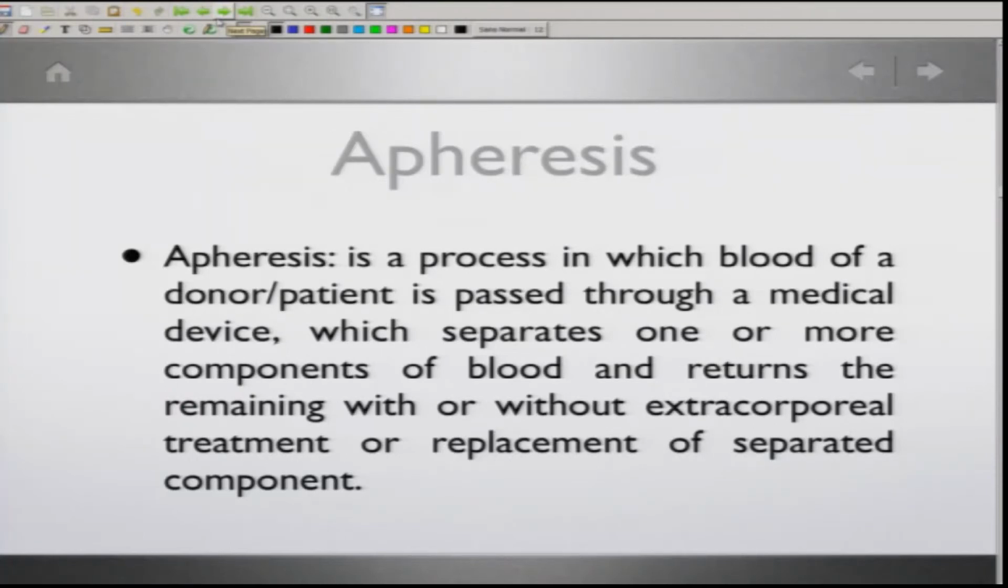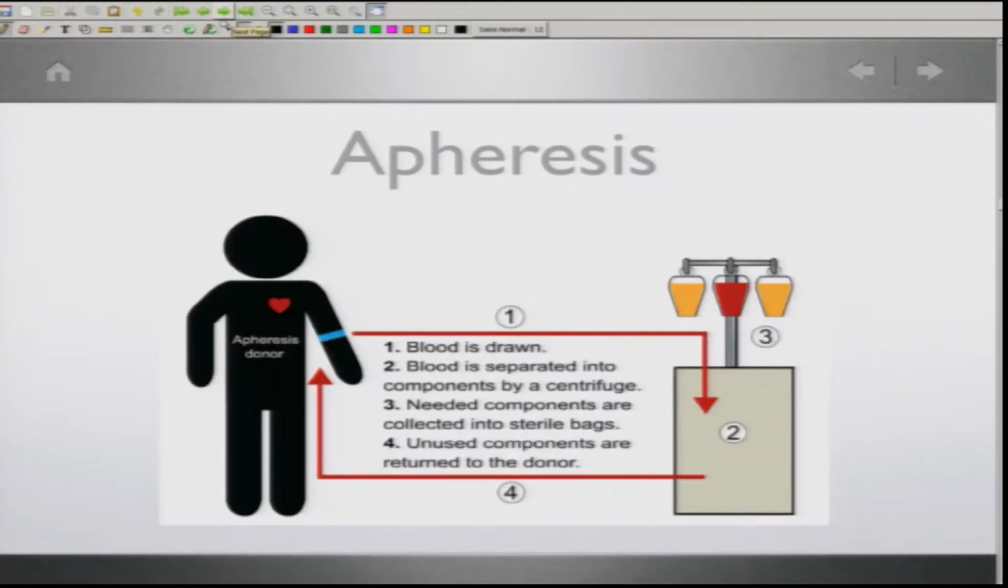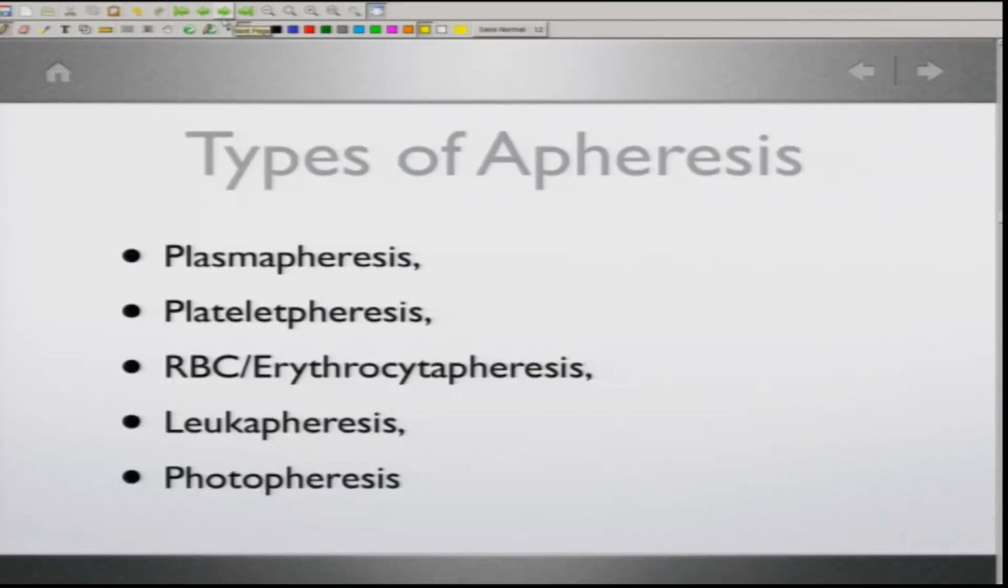Apheresis is a process in which the blood of a donor or patient is passed through a medical device which separates one or more components of the blood and returns the remaining with or without extracorporeal treatment or replacement of separated components. Okay. Now, this is another schematic showing how apheresis happens. Blood is drawn from the donor, blood is separated into components by centrifuge, needed components are collected in a sterile bag, and unused components are returned to the donor. The types of apheresis are plasma apheresis, plateletapheresis, RBC erythrocytapheresis, leukapheresis and photopheresis. These are the different components.